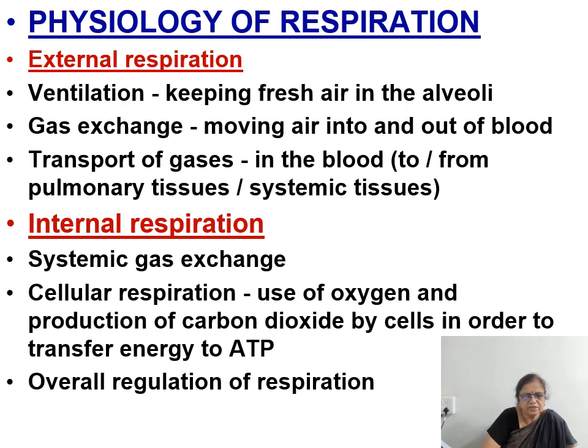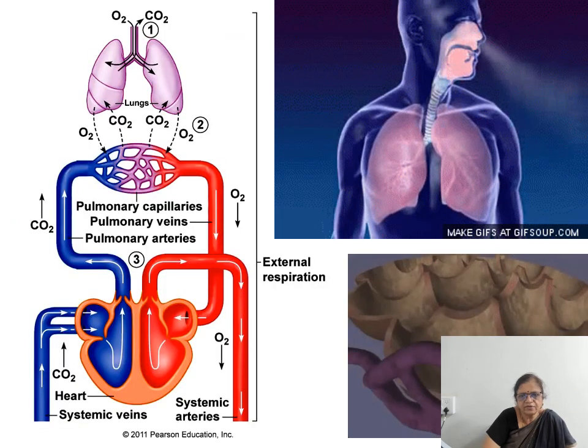Internal respiration means again an exchange of gases from blood to the tissues. In cellular respiration, oxygen is used and carbon dioxide is produced by cells in order to transfer energy to ATP. During that process, carbon dioxide is released. And mainly the overall regulation of respiration we have to study here.